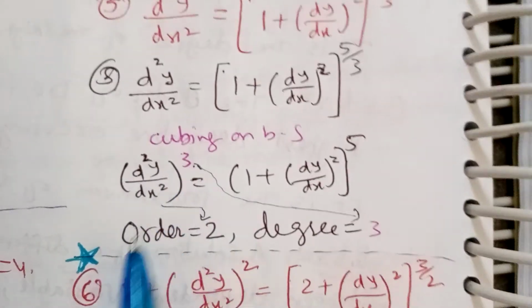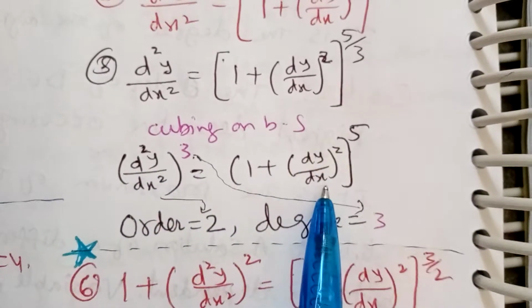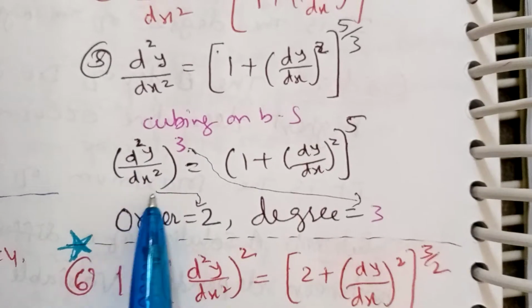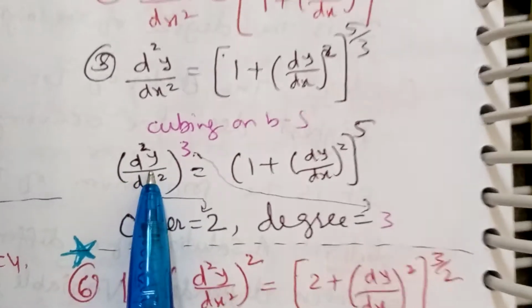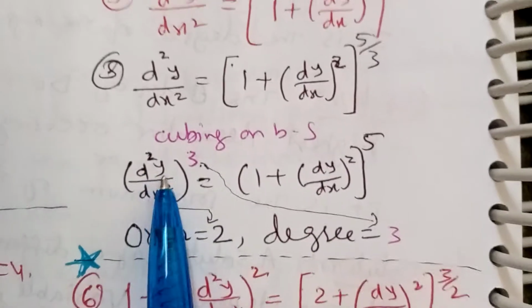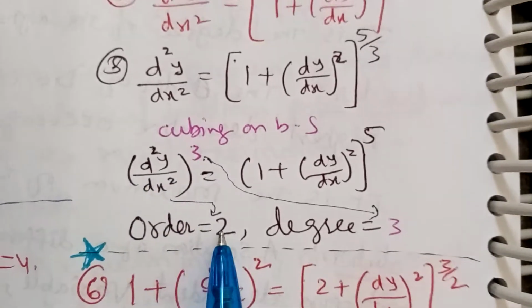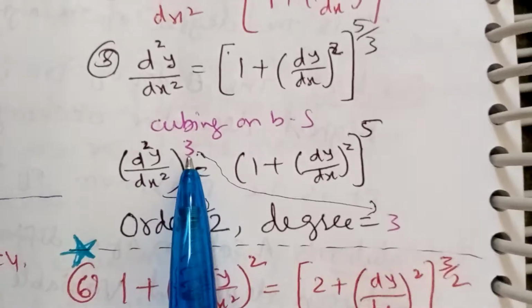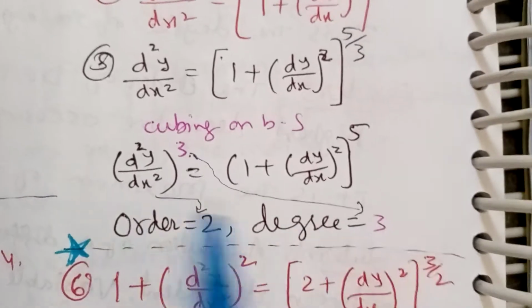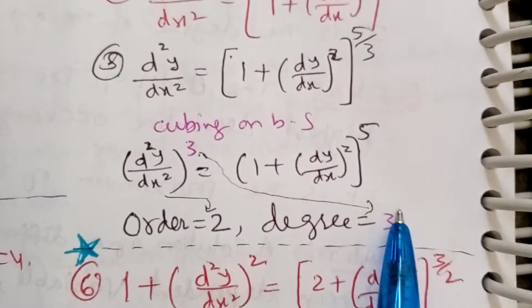So now order highest, here it is dy/dx. Now here d²y/dx². So this is the highest derivative. So order is 2, second order derivative, and the power, degree, is 3. Order 2, degree 3.